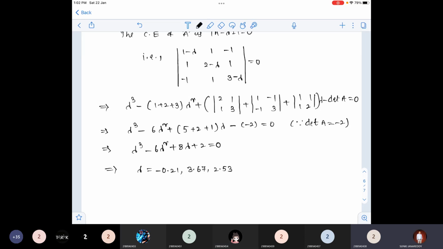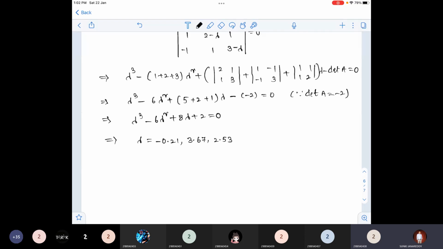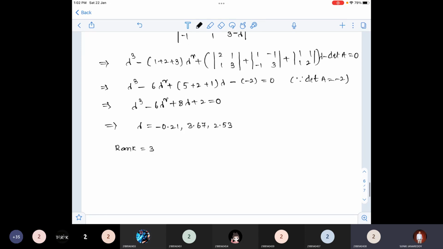What is the rank, Nana, by observation of this one? Three, sir. Rank is the number of non-zero values. These are all non-zero values only. Okay, very good. Rank is equal to 3.